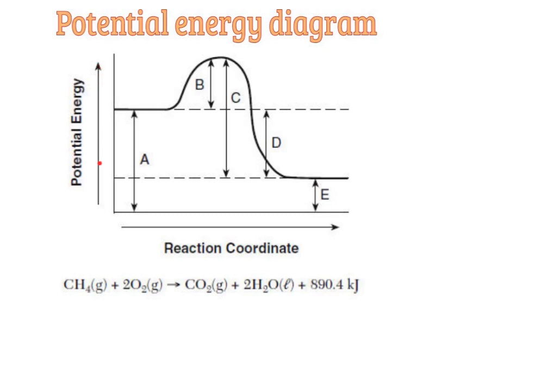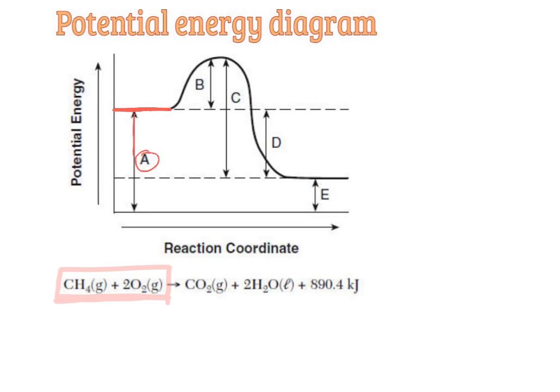The y-axis over here shows us the amount of potential energy in different parts of the chemical reaction. And our x-axis represents the reaction coordinate. Reaction coordinate means that it's a timeline of the reaction. We usually read this diagram from left to right. So my reactants are right here. It's methane and oxygen. And their amount of potential energy is represented right here.